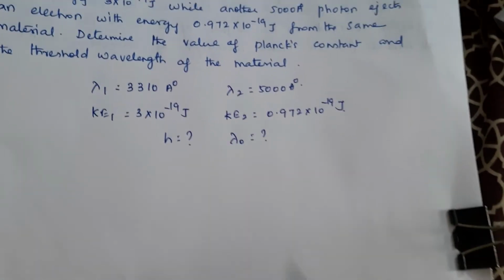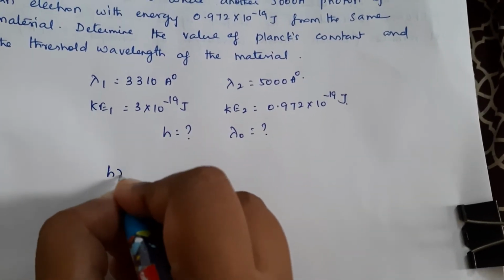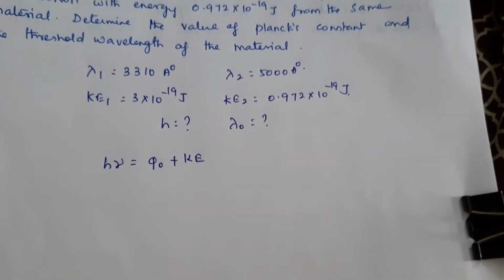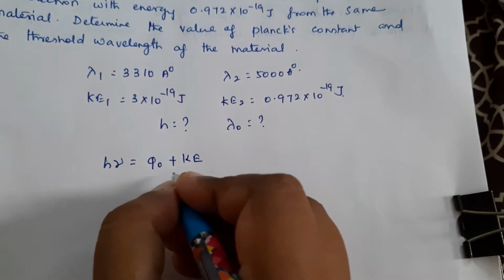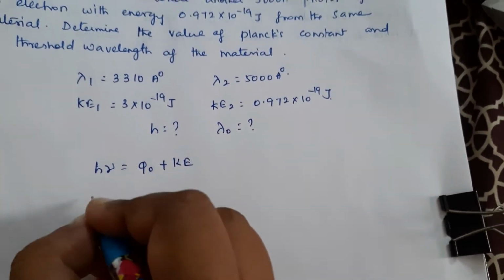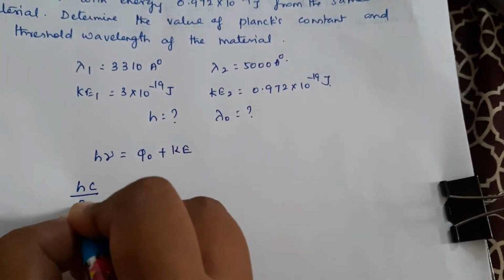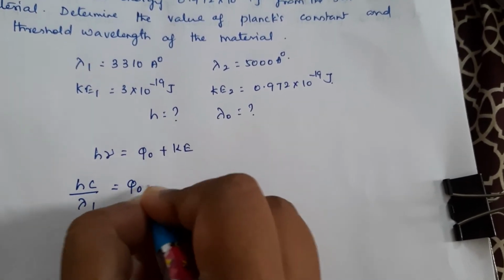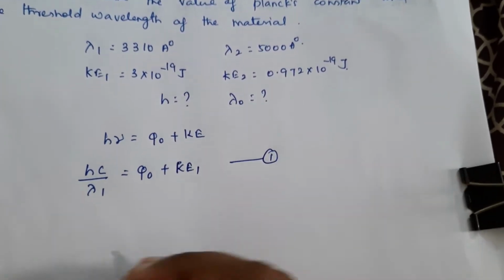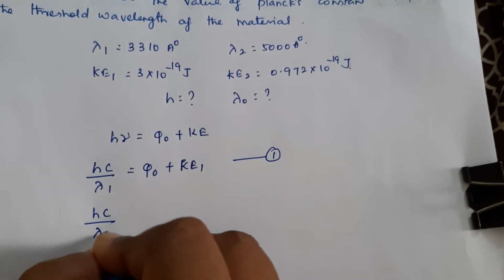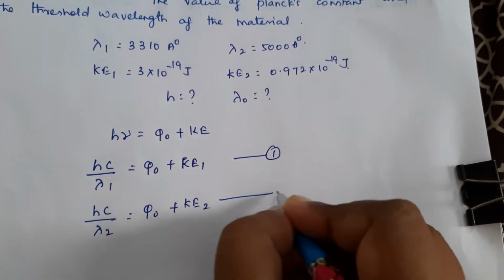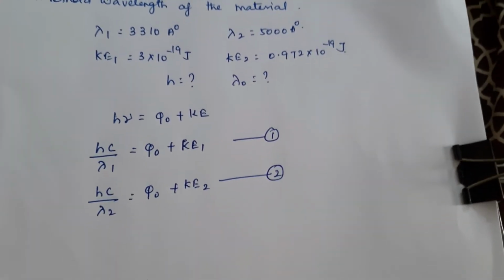Now you know the formula, Einstein's photoelectric equation: h nu is equal to phi 0 plus kinetic energy. Now I can write this as hc by lambda 1 is equal to phi 0 plus kinetic energy 1. This I will take as equation number 1. hc by lambda 2 is equal to phi 0 plus kinetic energy 2. This I am taking as equation number 2.